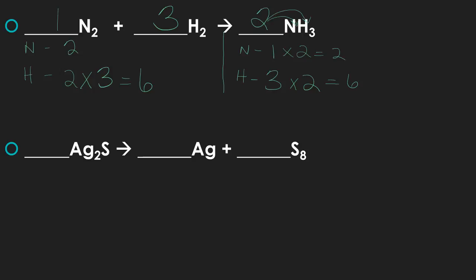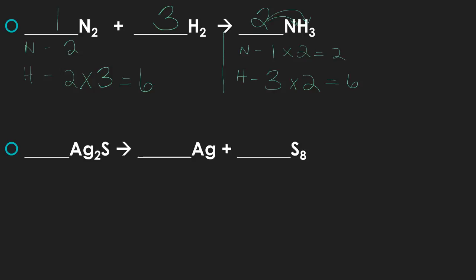So if you have things like 2 and 3 for the same element, then you're probably going to have to equal 6 and start with that. Same thing, if you had something like 3 and 4, you'd want to equal 12. If you had 3 and 5, you'd want to equal 15.